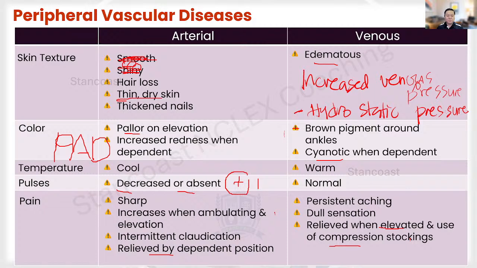Now, you might also gather in your assessment findings that the patient states they have nightly or nocturnal cramps. The reason for that is the pooling of the blood in the lower extremities, which can really cause painful cramping at nighttime. All right.